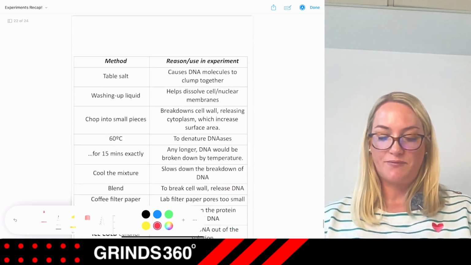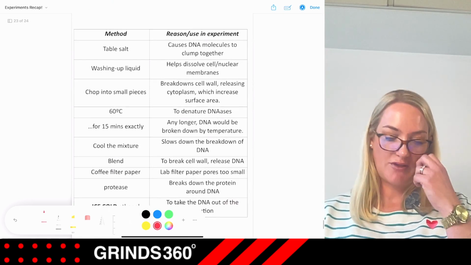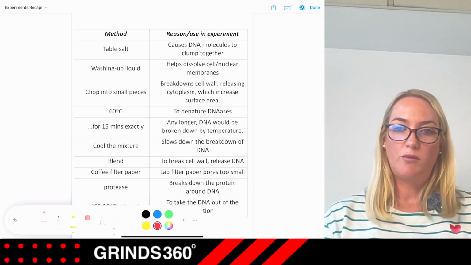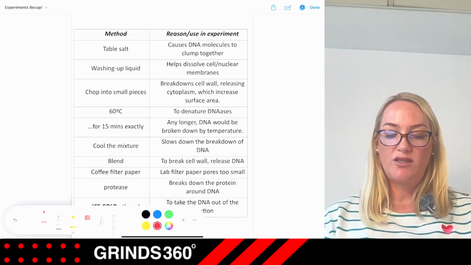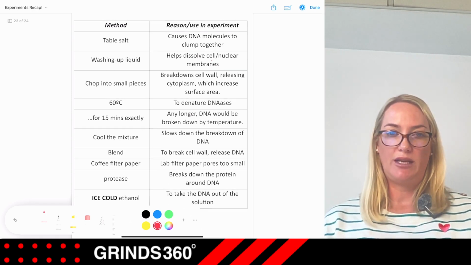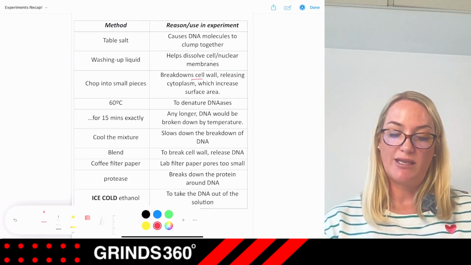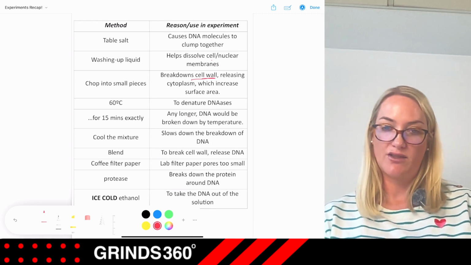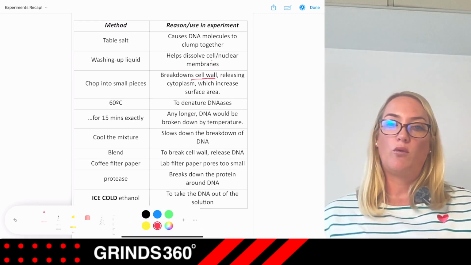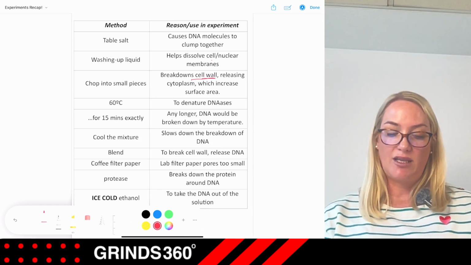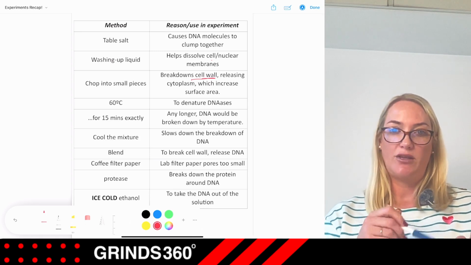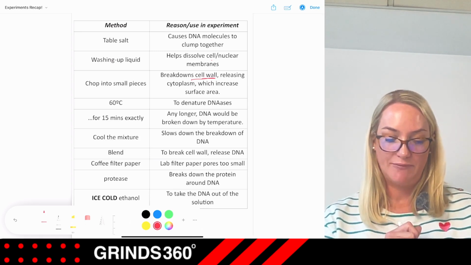With the steps, they may ask you, why do you use salt? Salt is going to clump the DNA together. Why do you use washing up liquid? Washing up liquid helps to break down the cell membranes. Why do you chop it up into small pieces? You chop it up first to break down the cell wall. When we break down the cell wall, that's going to release the cytoplasm, and that's going to increase the surface area. Because remember, we want to get in to find the DNA. So think about it. We have our cell wall, our cell membrane, our cytoplasm, your nucleus. Your nucleus is surrounded by the nuclear pores. We want to get into it, so that DNA.